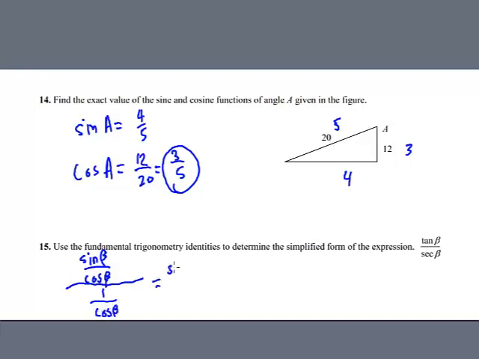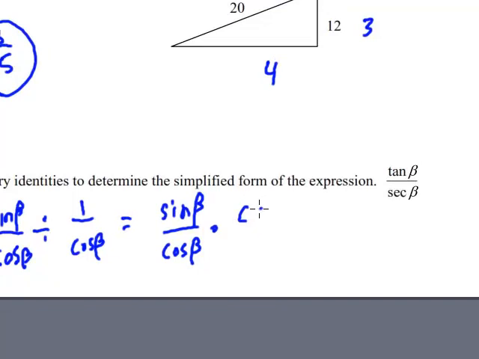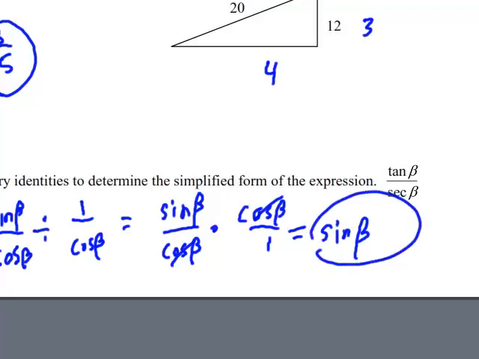Well, that means the sine of beta over the cosine of beta divided by 1 over cosine of beta is equal to sine of beta over the cosine of beta times the reciprocal, cosine of beta over 1. These cancel, and I just get sine of beta. Here's another trick, right? Since denominators can be canceled, this is the sine beta over 1. Number 16.